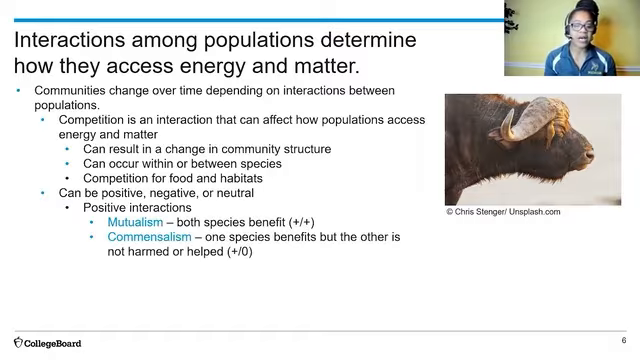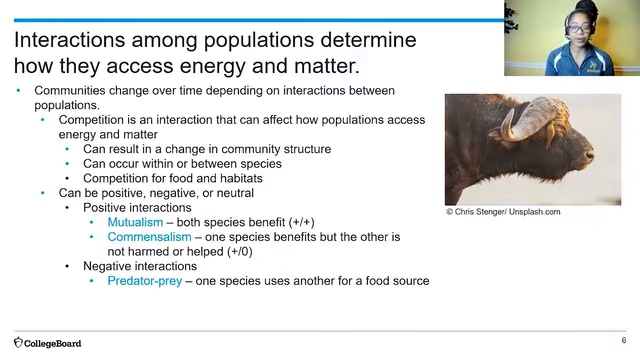Also, we have what's called a commensalistic relationship, in which you have one species benefiting, but the other species is not harmed or helped. Now, as it relates to negative interactions, we have a couple that we're going to discuss here. One is predator-prey. One species is using another for a food source.